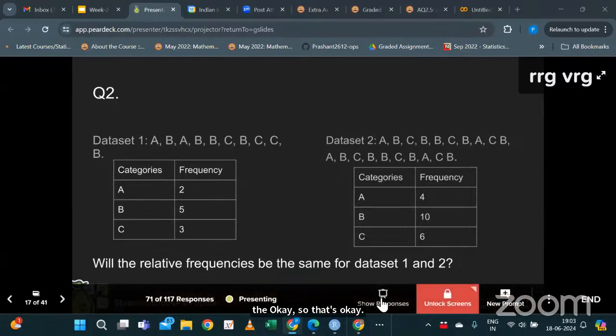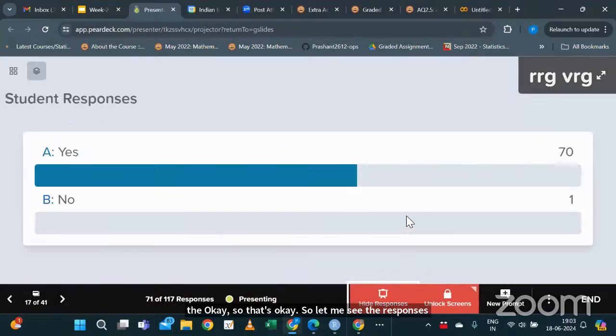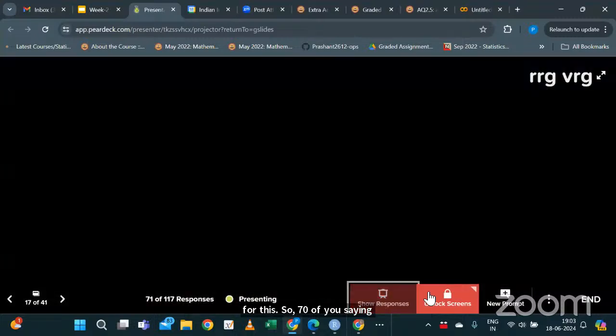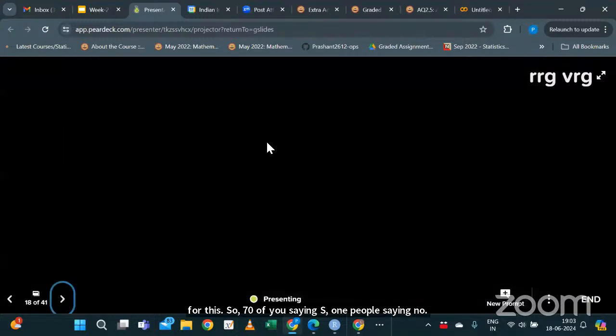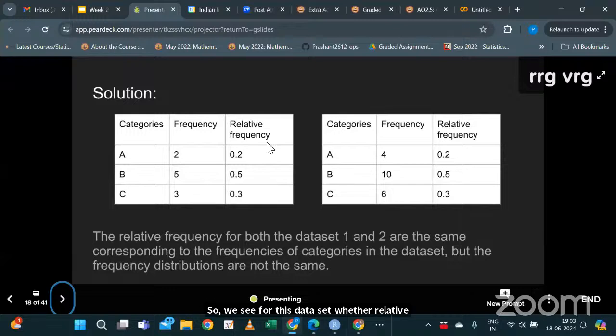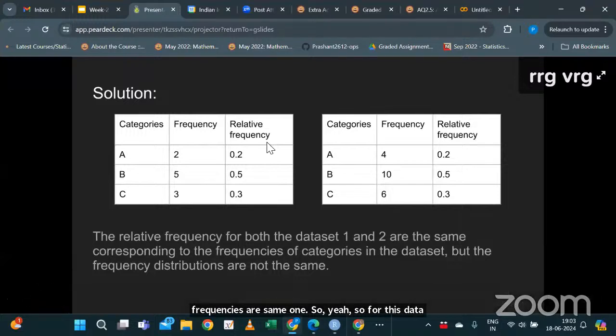So let me see the responses for this. 70 of you are saying yes, one person is saying no. So we'll see for this data set whether the relative frequencies are the same or not. For this data set also, we can simply say the relative frequencies are the same, right? I don't think there is any problem in solving this relative frequency.